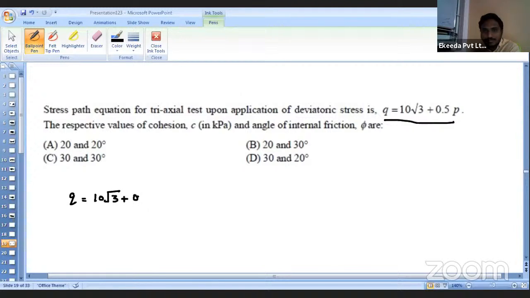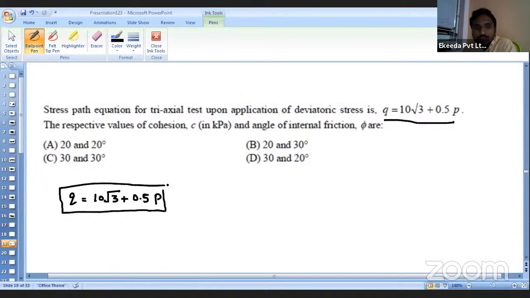plus 0.5 P. So this is the variation of the stress path parameters, P and Q variation. And what are they asking? They are asking us to find out the value of C, and also we have to find out the value of phi. So this is a very, very important question, or we can say it is of a difficult level also. So we should understand first.